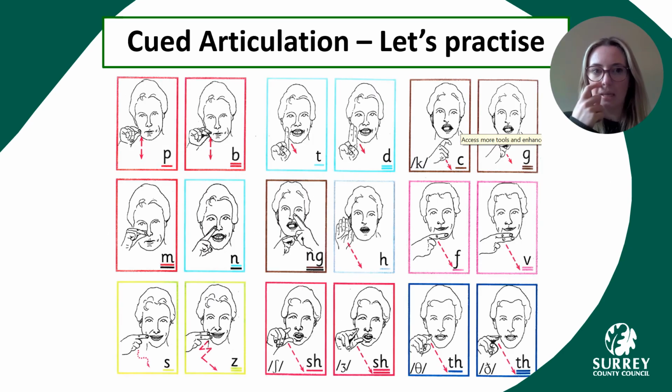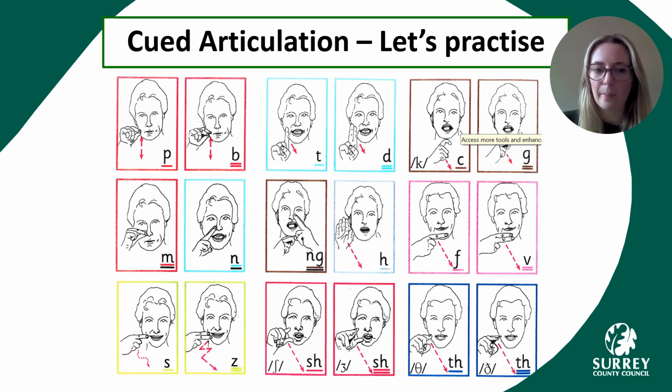Cued articulation is a sign system that is used to support production of the sounds and to show children visually with our hands what they need to do with their mouths. The child is not expected to learn or remember all of these signs, and you wouldn't be expected to remember all of the sounds either, but you just need to know the sounds that you are currently working on. It's not the same as Makaton, as it does not communicate a whole word, but just the sound and the placement. The sounds are grouped together in pairs.